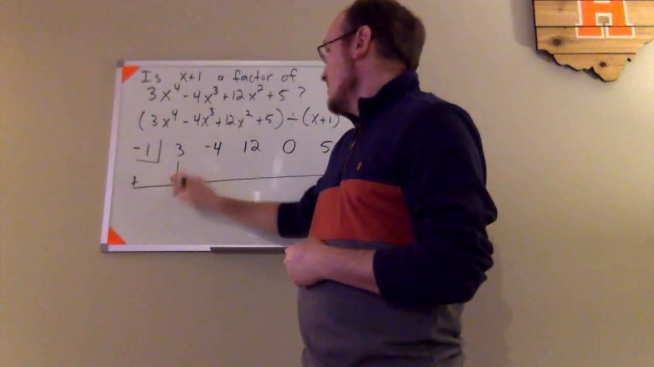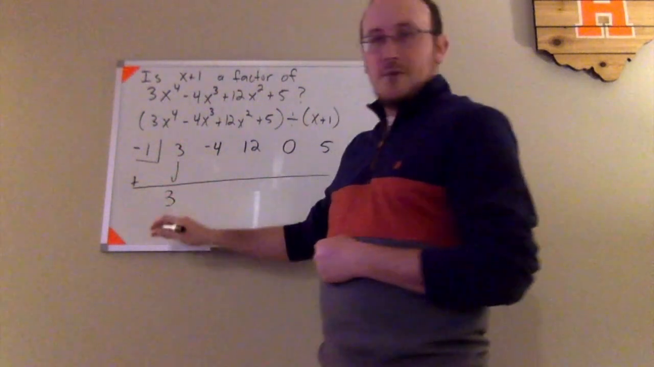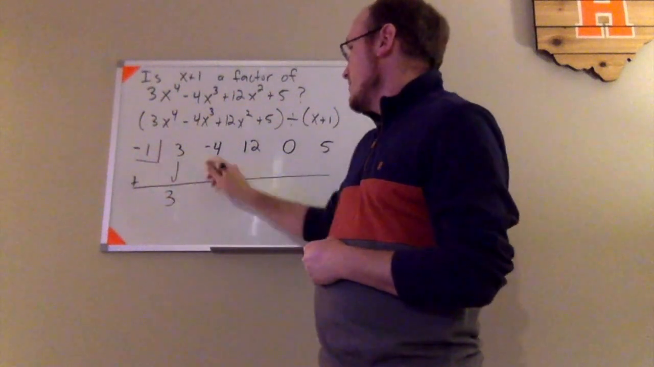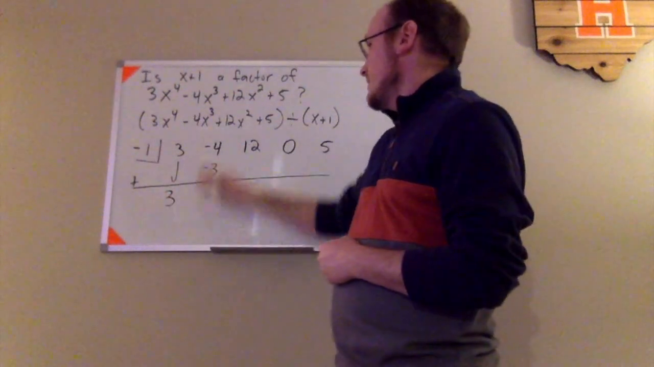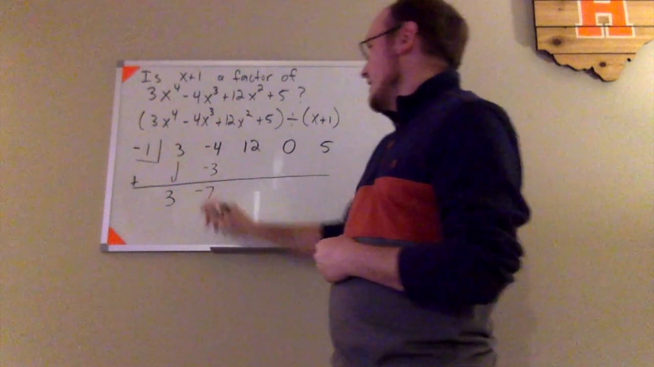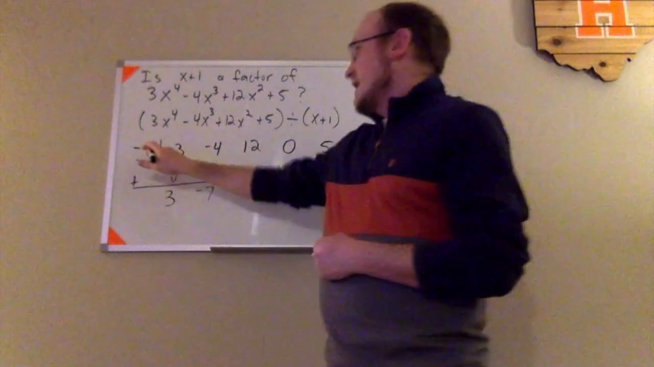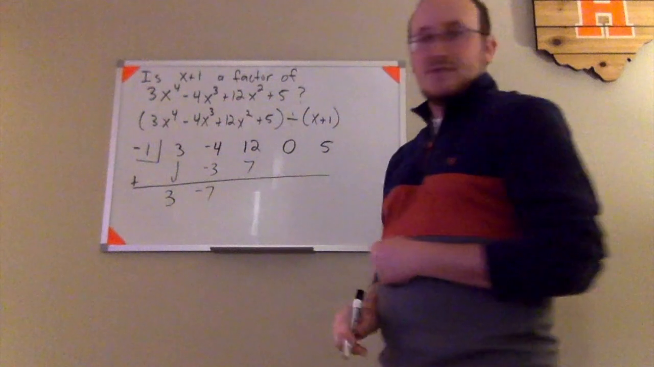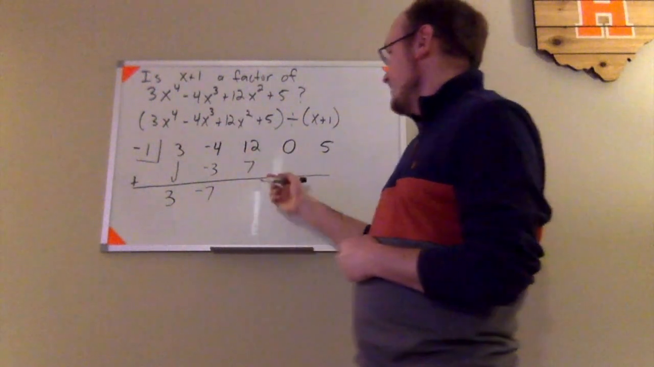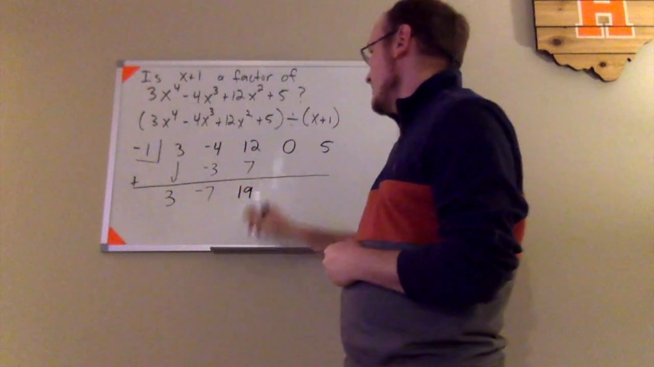Drop down the first number below the line. Now multiply. Negative 1 times 3 is negative 3. Add the column, I get negative 7. Negative 1 times negative 7 is positive 7. Add the column, I get 19.